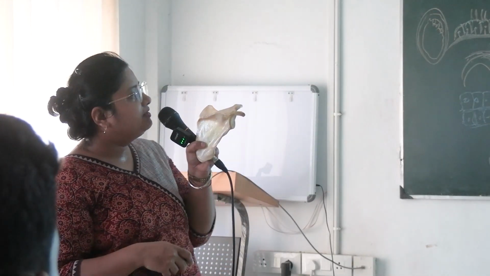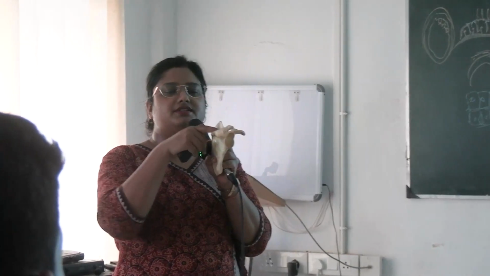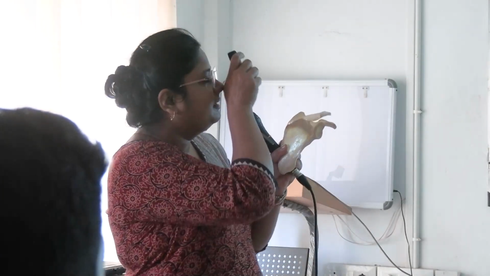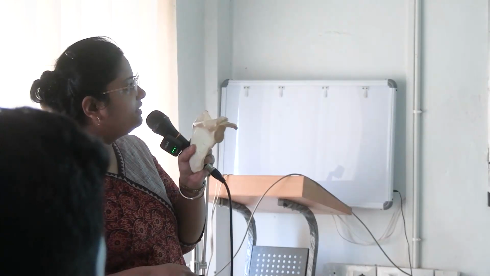Superior surface, origin of supraspinatus. Here is the origin of supraspinatus. Inferior surface, origin of the infraspinatus. Okay, so this is the supraspinous fossa, this is the infraspinous fossa, and anteriorly there is the subscapular fossa. So the same muscles are originating from the named fossas. Next is the inferior surface, origin of infraspinatus.